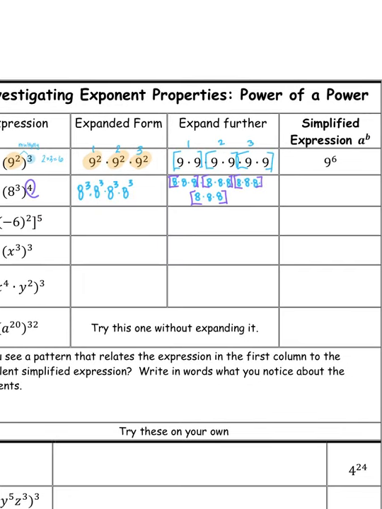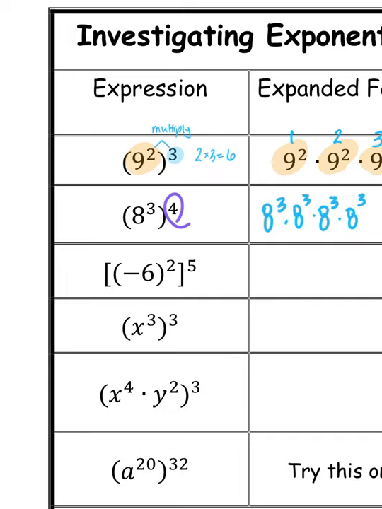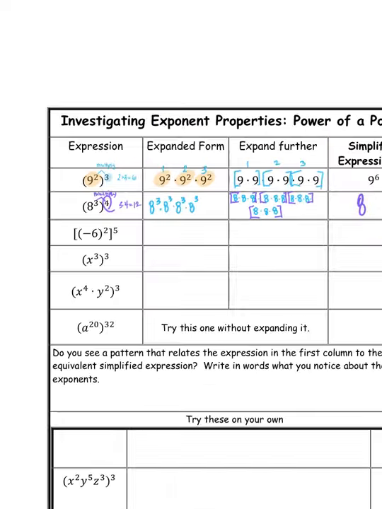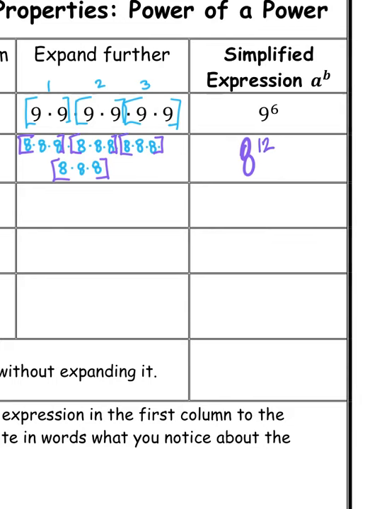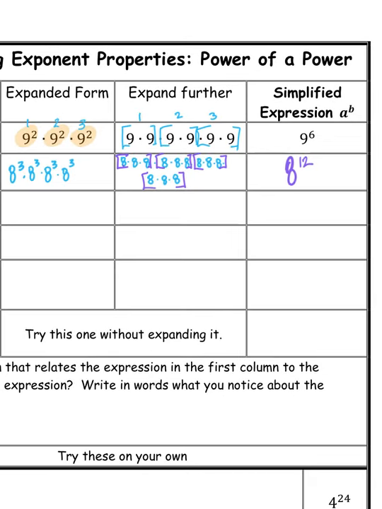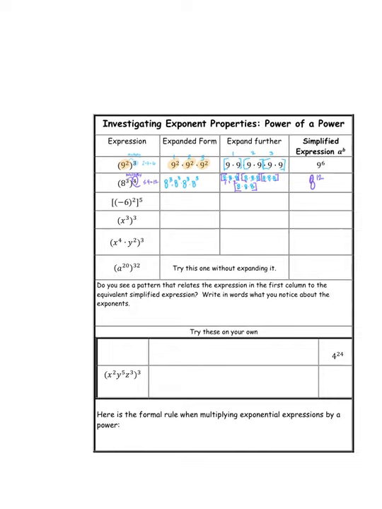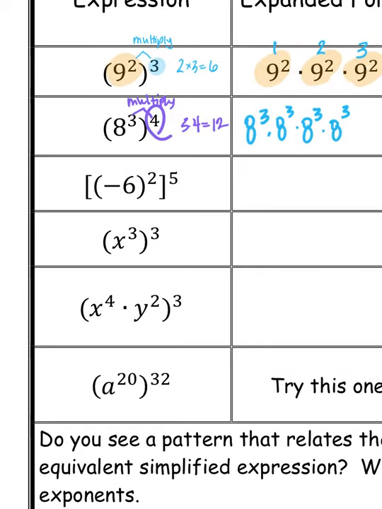So then my simplified version would simply be 8 to the whatever the 2 exponents multiply to. So 3 times 4 equals 12, 8 to the 12th. Now I could have added 1, 2, 3, 4, 5, 6, 7, 8, 9, 10, 11, 12. But it's much easier to multiply the exponents together.